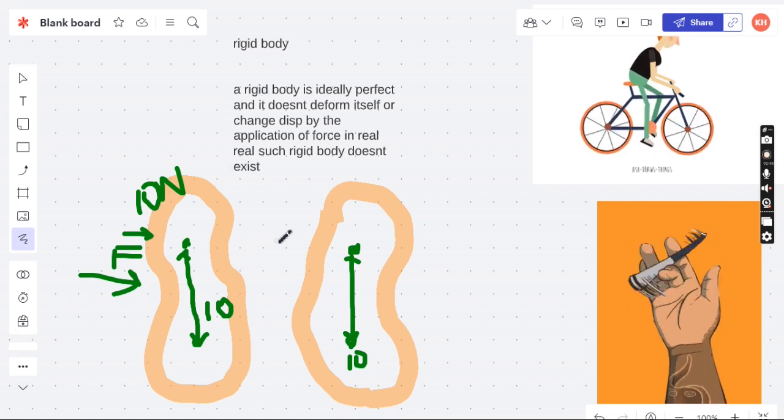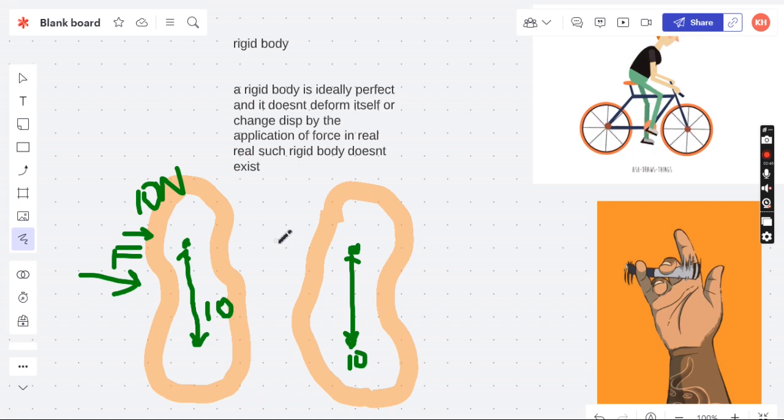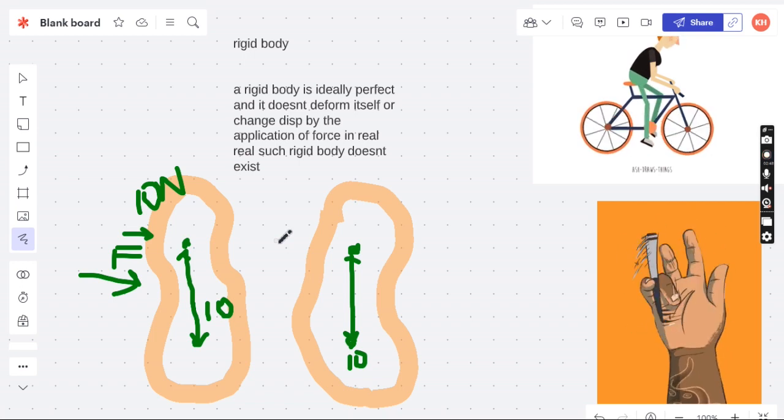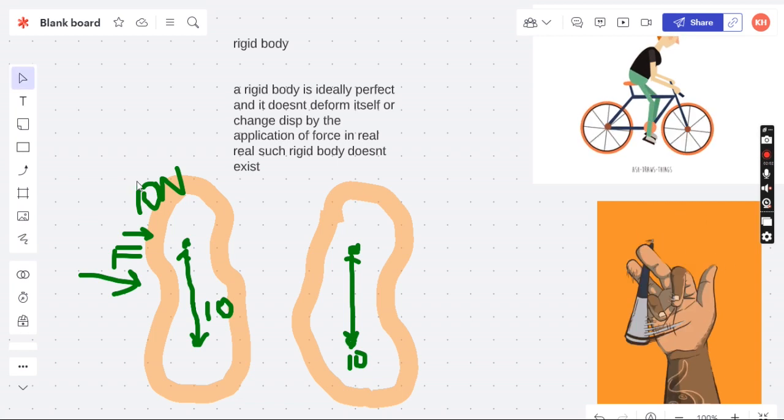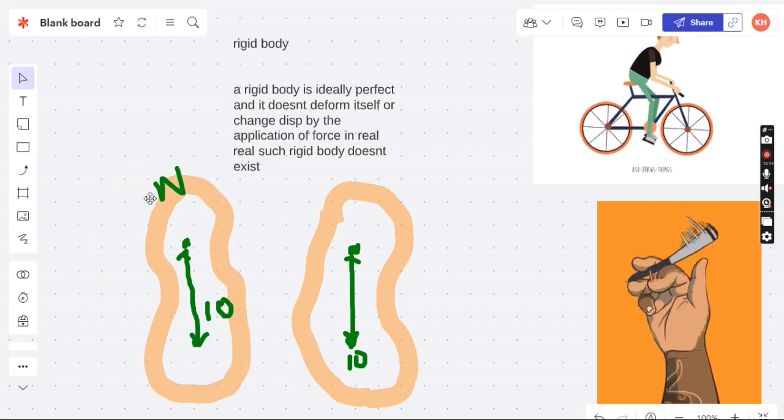As you can see here, real bodies are not truly rigid, since real bodies deform under the influence of the force. Right, but for instance, let's consider the next case.